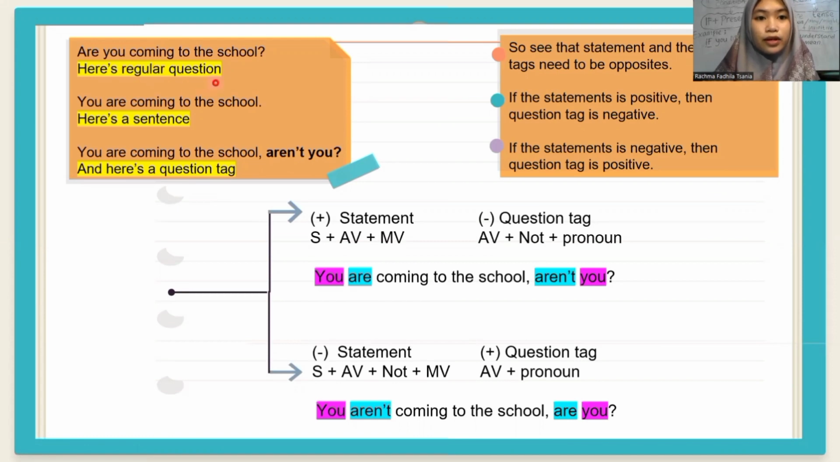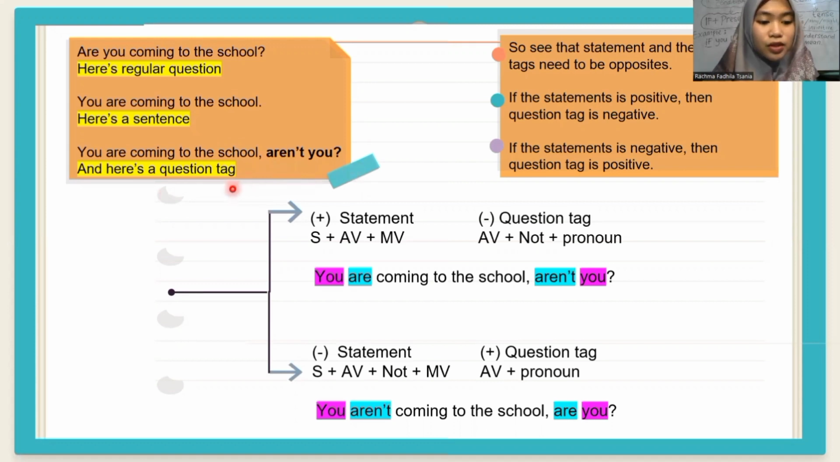Here is a regular question: Are you coming to the school? Here's a sentence: You are coming to the school. And here's a question tag: You are coming to the school, aren't you?